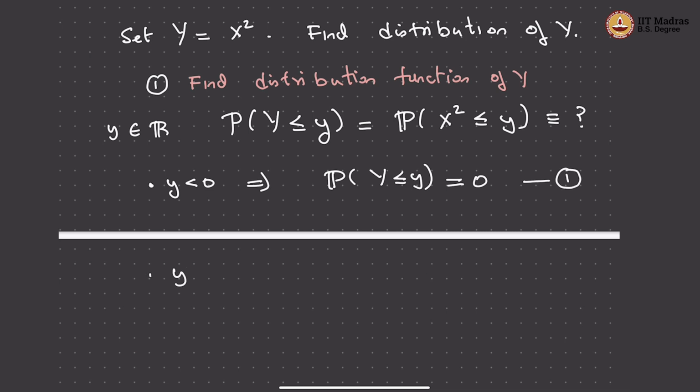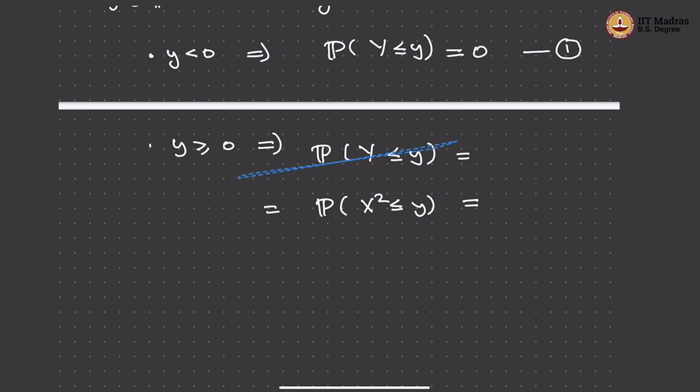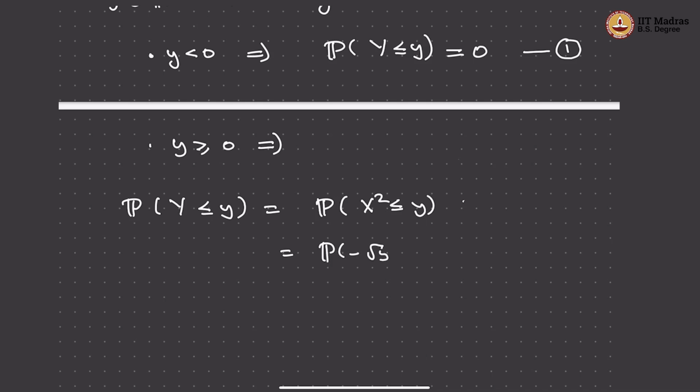Now if y is positive or non-negative, then what does this imply? This implies that the chance that Y is less than or equal to y is the same as the chance that X squared is less than or equal to y. And that's the same as the chance that minus root y is less than or equal to X is less than or equal to root y. Right? We know exactly what that looks like.